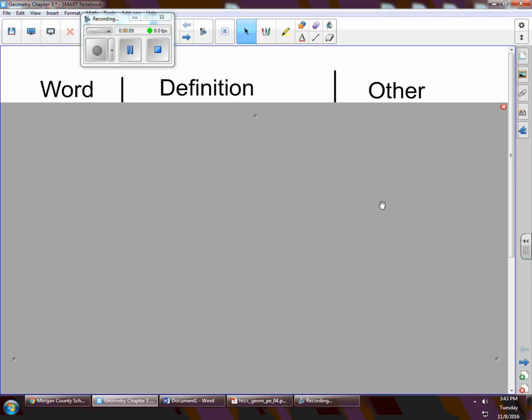This is the first part of the vocabulary for chapter 4. There will be two parts because there are so many words, and we're going to split it into two. So here's the first one.